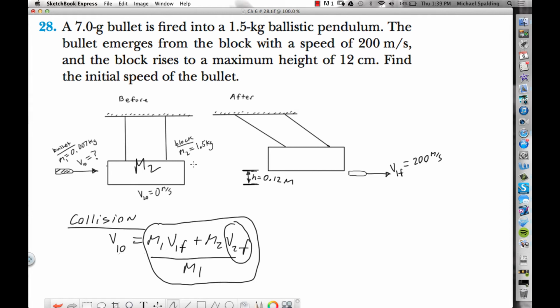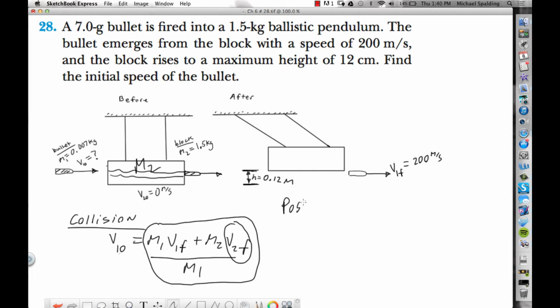Now, what do I mean by final velocity of the block? Do I mean up here? I mean like when the bullet is coming out of the block right here. So the bullet rips a hole through the block. As the bullet comes out of the block, the block is going to have a velocity, right? So to figure that out, we can use conservation of energy.